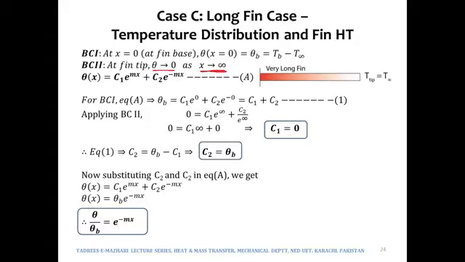E to the power minus mx can be written as 1 over e to the power mx, and then e to the power infinity. Now 1 over e to the power infinity means 0. 1 over infinity is 0, so C2 upon infinity would be 0. So therefore it would be 0 as C1 times infinity.